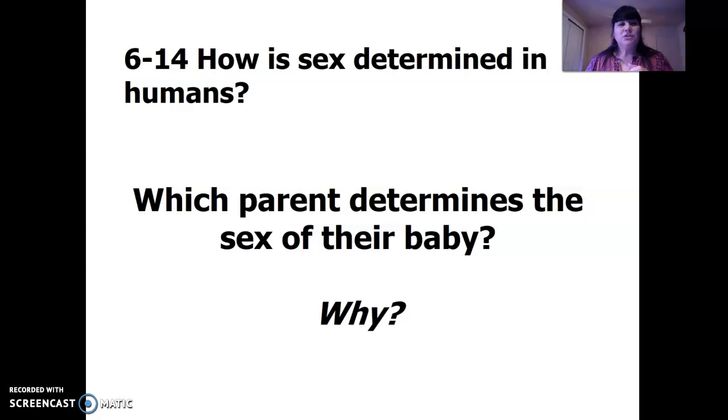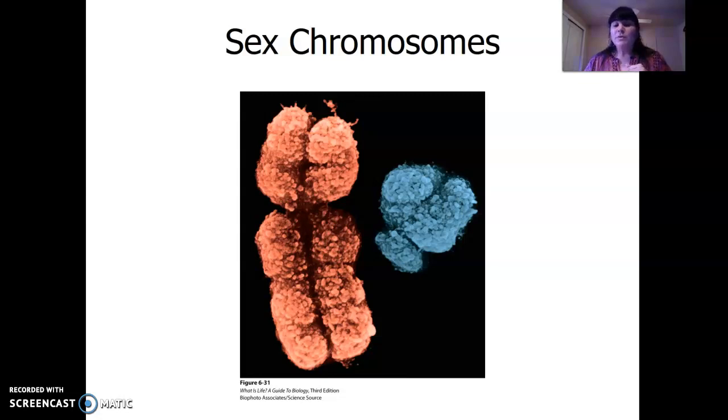Okay. So who determines the sex of the baby? Is it mom or dad? Well, these are the sex chromosomes. Here's the X, look how big it is, and here's the Y. If mom has two X's, and dad is XY, who determines the sex of the baby? Dad. Because dad has X and Y. Mom only has X and X.